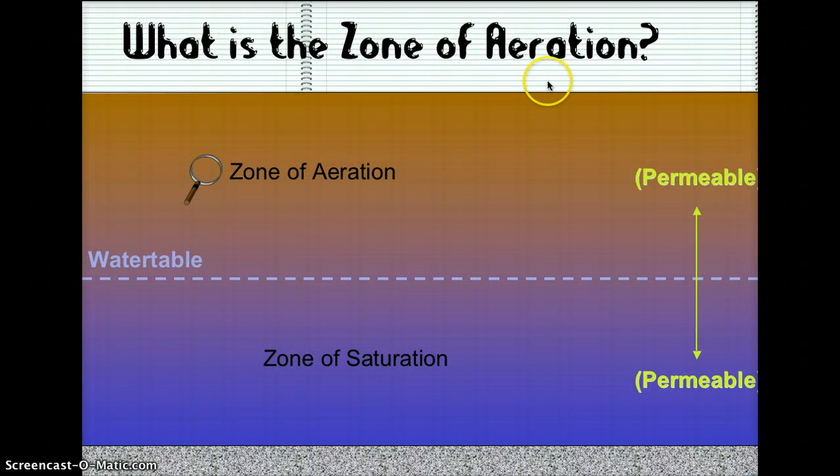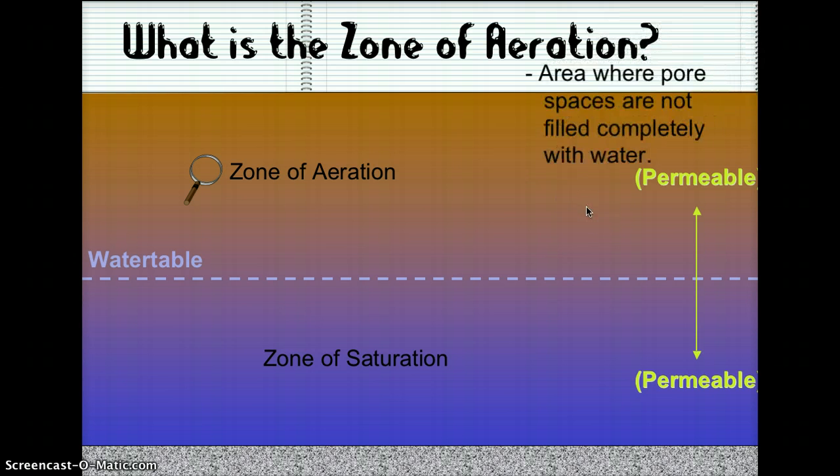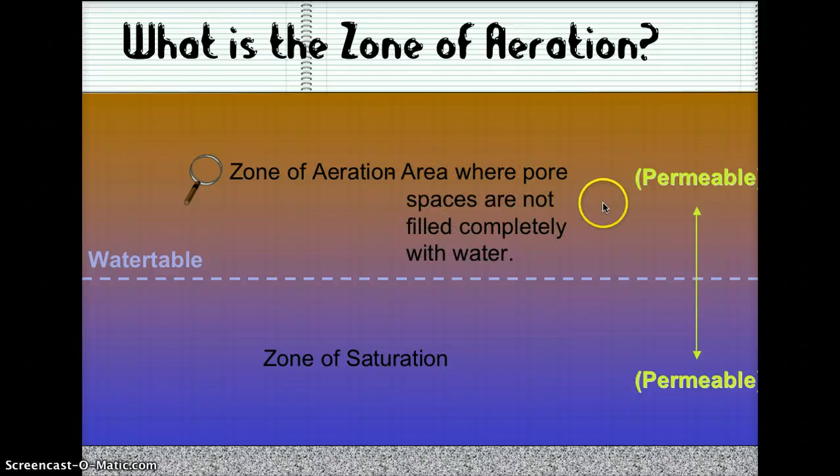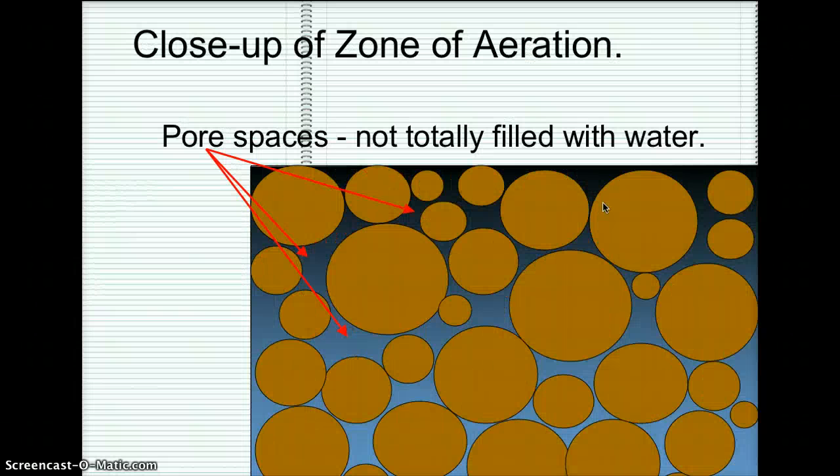So then up above, you have the same exact material, but the water hasn't completely filled in all of the pore spaces, and that would be the zone of aeration. And here comes the nifty little definition right here. It's the area where the pore spaces are not completely filled in with water. There's still room for other things like air, which is kind of, I guess, how in my own mind I keep the zone of aeration straight.